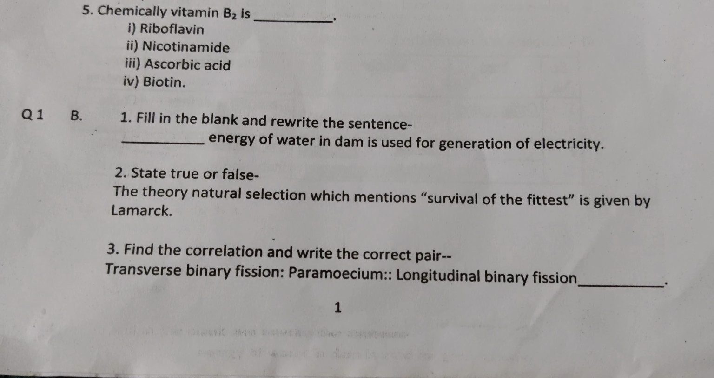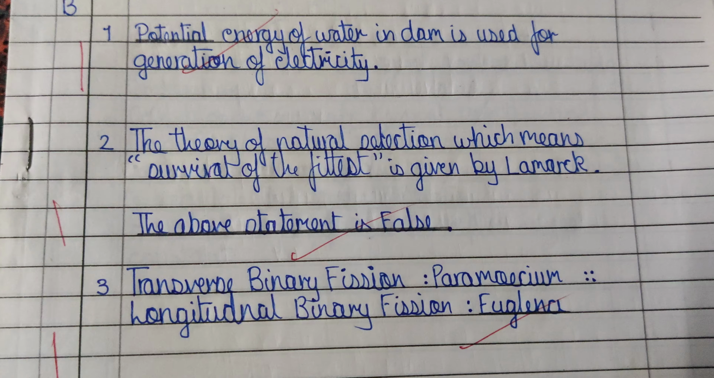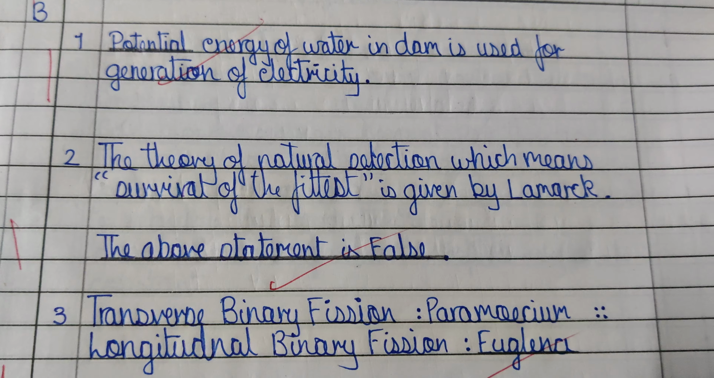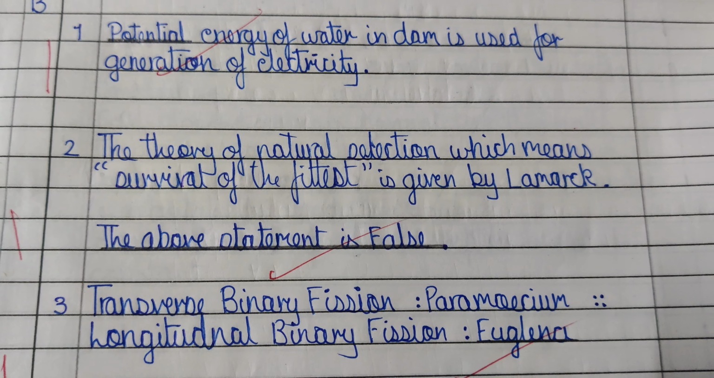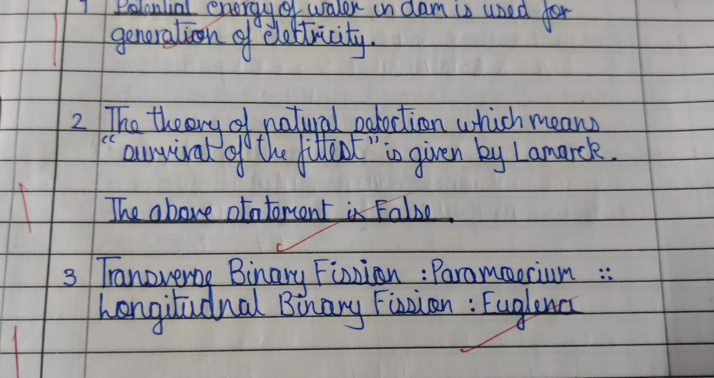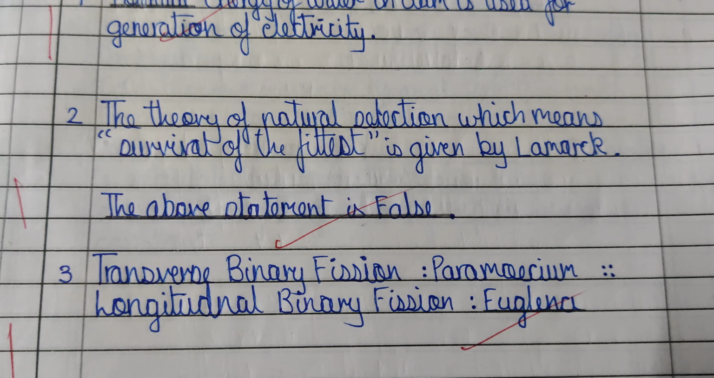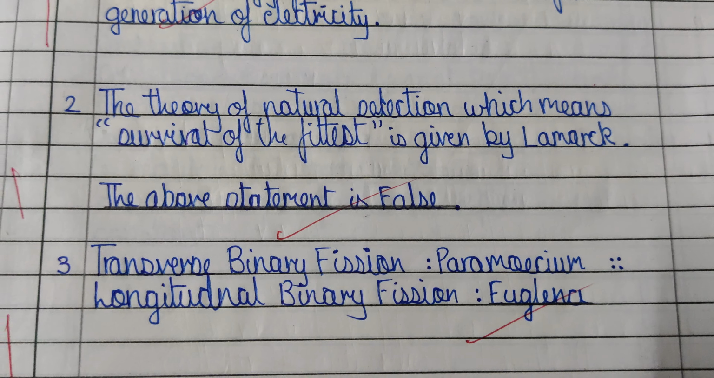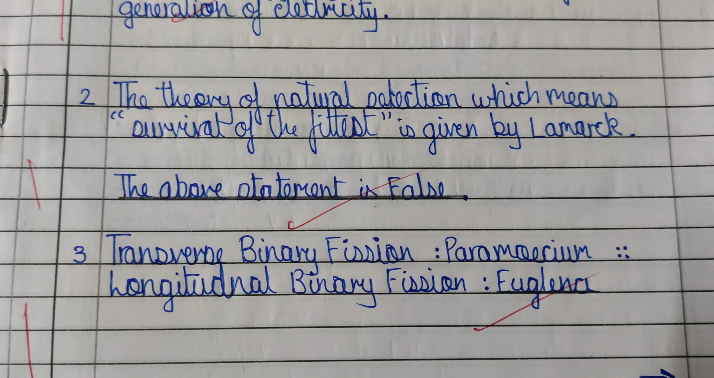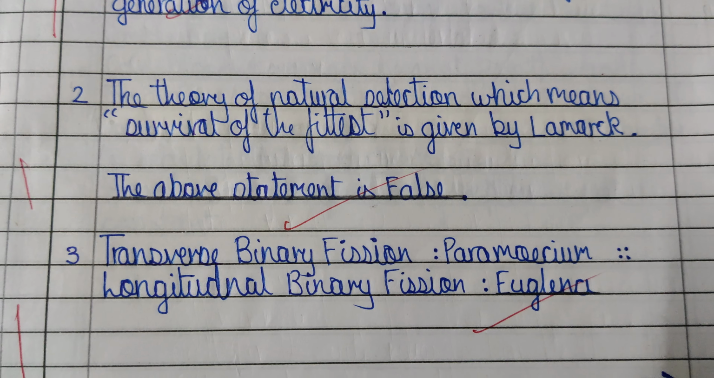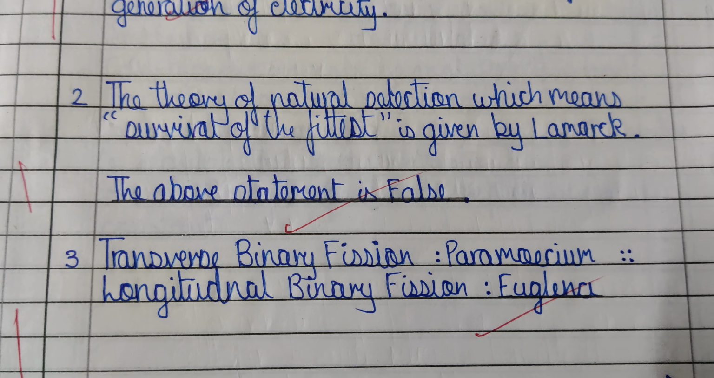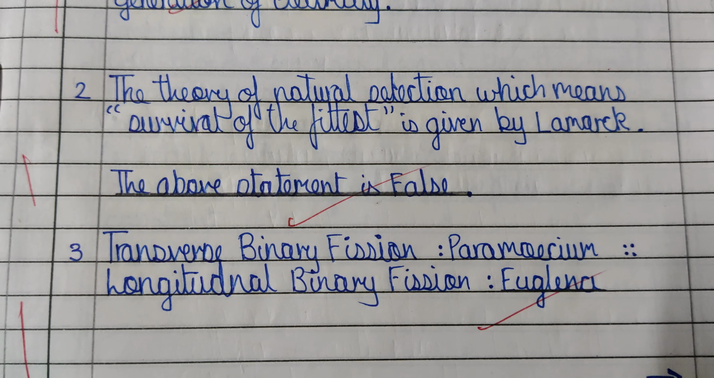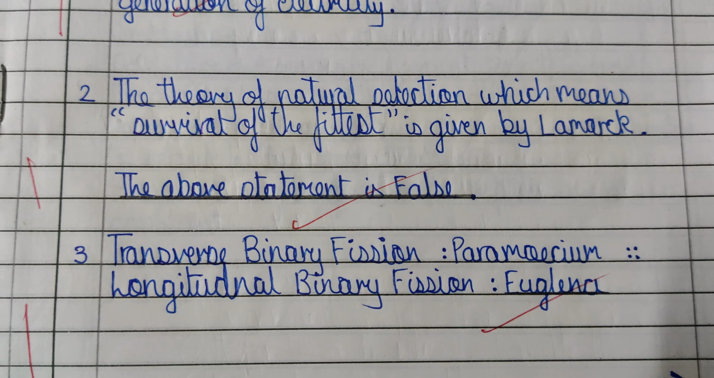Fill in the blanks and rewrite the sentence. Potential energy of water in dam is used for generation of electricity. The theory of natural selection, which means survival of the fittest, is given by Lamarck. The above statement is false. Transverse binary fission is in paramecium. Longitudinal binary fission is in euglena.